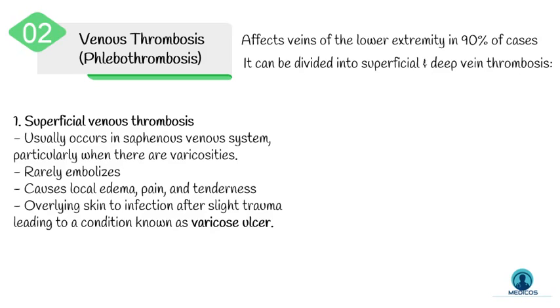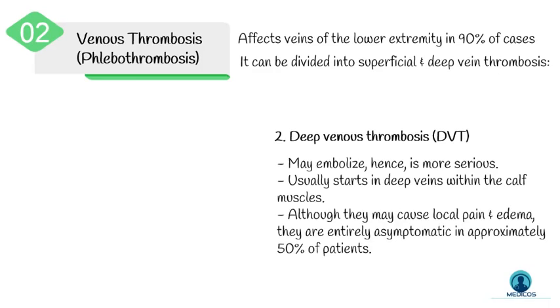The superficial vein thrombosis usually occurs in the saphenous vein system, particularly when there are varicose veins. They rarely embolize. They cause local edema, pain, and tenderness, which means they are symptomatic, and local edema due to impaired venous drainage predisposes the overlying skin to infection after slight trauma, leading to a condition known as varicose ulcer. And the deep vein thrombosis or DVT may embolize, so they are more serious.